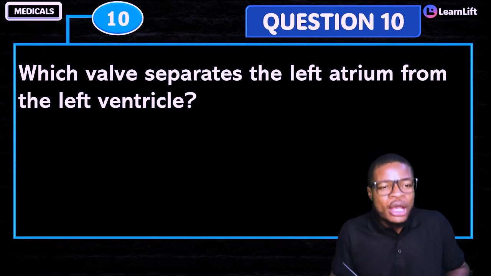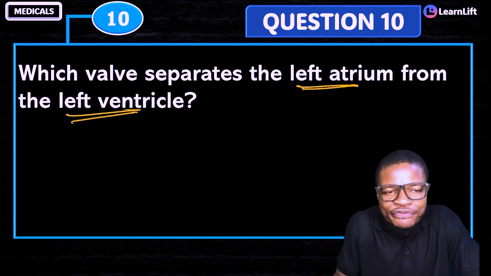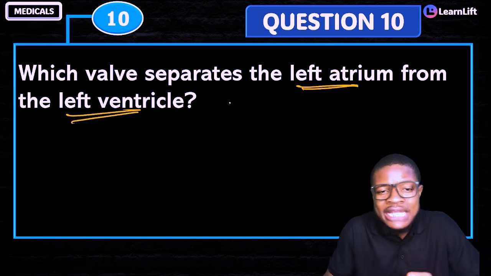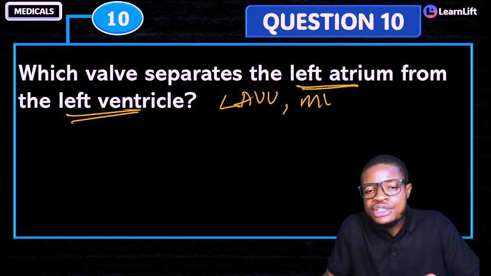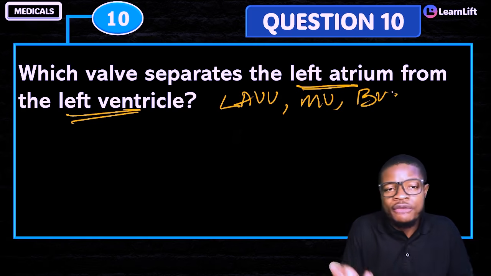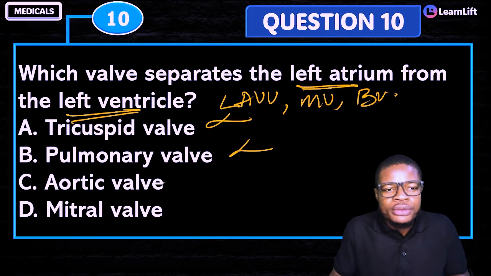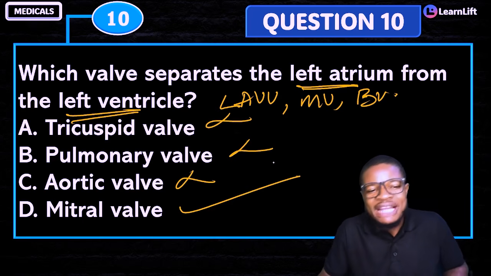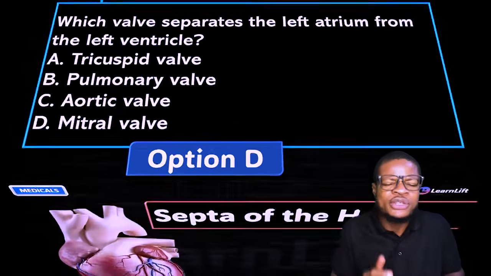The question says, which valve separates the left atrium from the left ventricle? Give me the name. You can call it the left atrioventricular valve, or the mitral valve, or the bicuspid valve. That's the 3 names, any of them. Option A says the tricuspid valve. No. Pulmonary valve. No. Aortic valve. No. What is the answer? Mitral valve. Option D is the answer. You're out of there. Simple. You get that very fast with me.